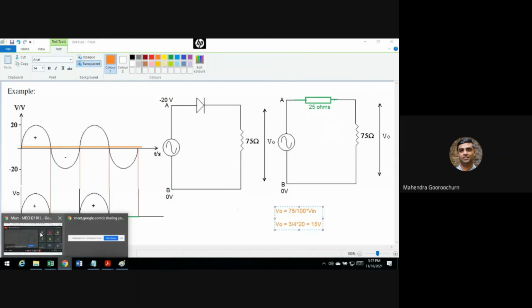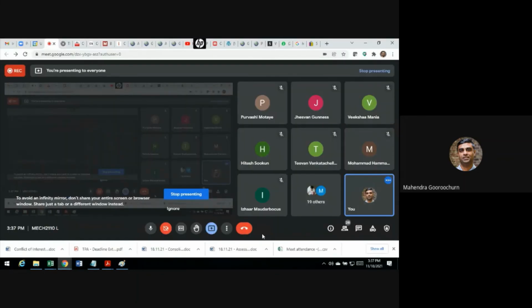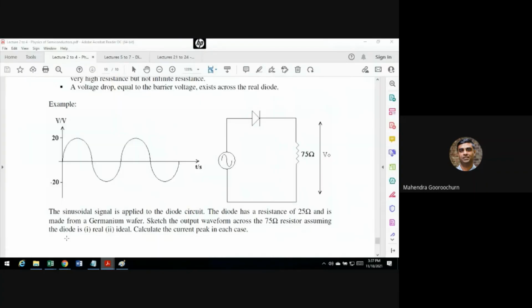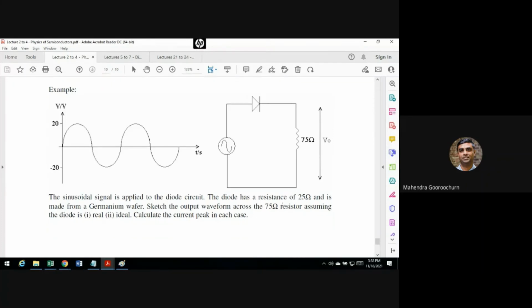Okay, if there's any question, you stop me and you can ask. I will explain again. Okay. So let's continue. So this question there, we've answered it mostly, but the one part we have not answered is to calculate the peak current in each case. Now the peak current will of course flow when you have the peak voltage. Let's try to calculate the peak current in the ideal case first.